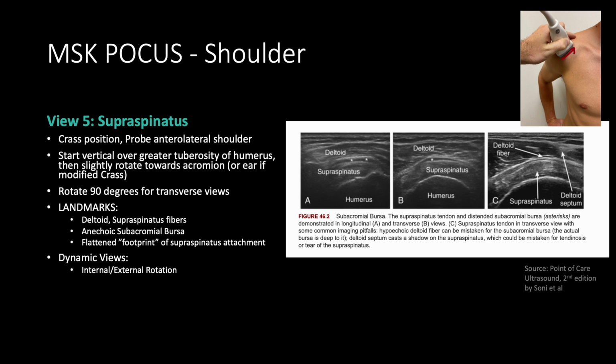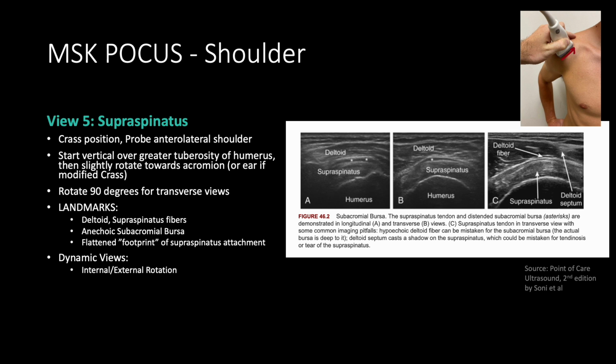So positioning is super important for this view because normally the supraspinatus lies underneath the acromion, and it's hard to visualize it. Having them in that crass positioning really brings the tendon out from underneath the acromion, so that it can be viewed with ultrasound. Once again, you'll rotate 90 degrees for a transverse view.